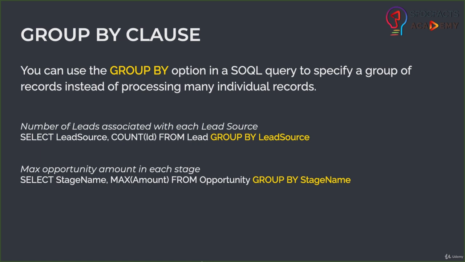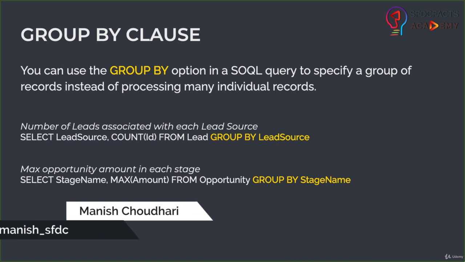The power of aggregate functions gets doubled when you use a group by clause. A group by clause helps you group your query result by a specific field or multiple fields. For example, let's say you want to get the number of leads associated with each lead source. In this case, you can use the count aggregate function along with a group by clause on the lead source field. The output of this query is going to give you the number of leads by each lead source.